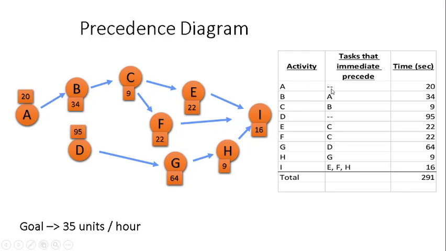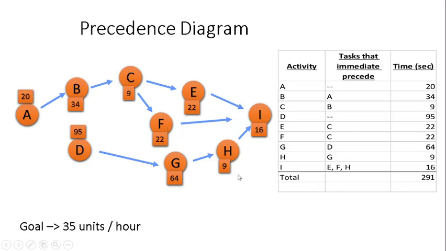So as you can see, A and D tasks have no preceding activity, so that's why they're sitting here standalone, while B has A as preceding, C has B as preceding, E and F have both the C as preceding activity, and so on. So I, at the end here, has E, F, H as preceding activities.